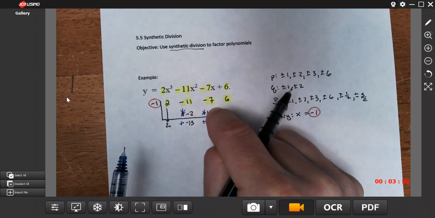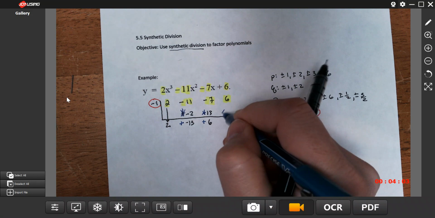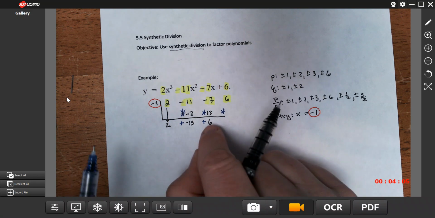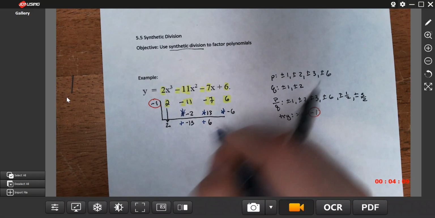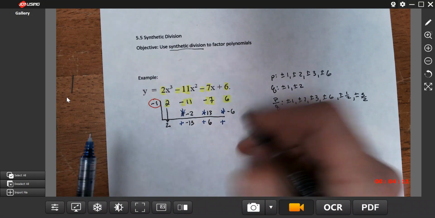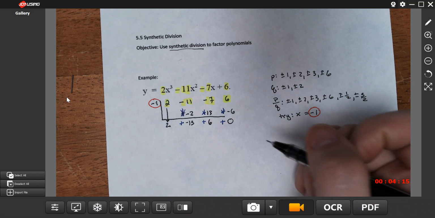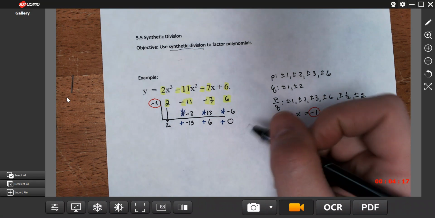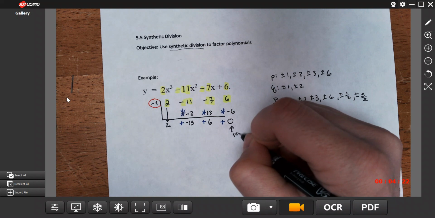So -7 plus 13 gives me +6. And then I multiply to get the value that goes here. So 6 times -1, that gives me -6. And I add to get here, and that gives me 0. Now it looks like we did a bunch of random steps, but we actually got a good result. So this value is always the remainder.